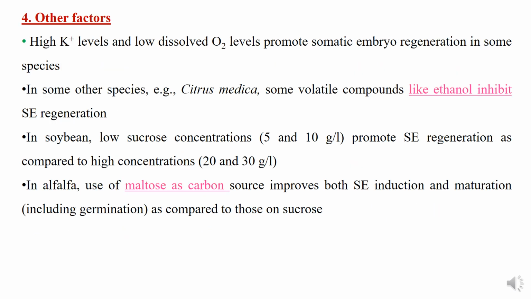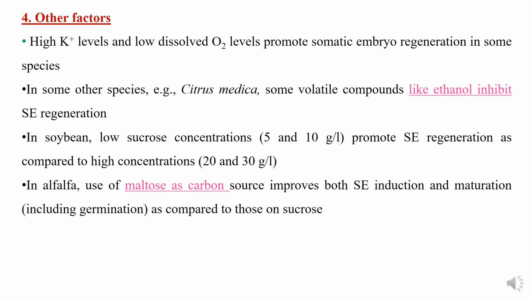Other factors like high potassium levels and low dissolved oxygen will also influence somatic embryo regeneration. And in case of Citrus medica, some volatile compounds like ethanol will inhibit somatic embryo regeneration.